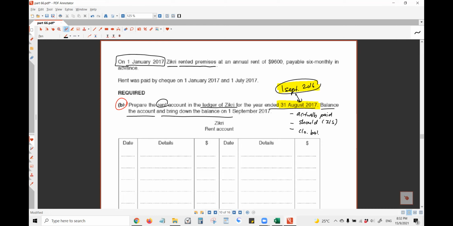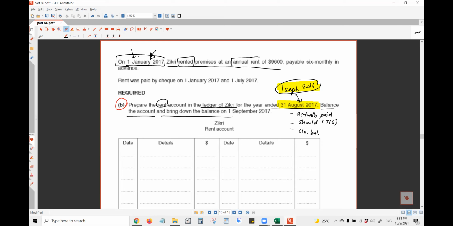Decree rented premises at annual rent of 9,006. You see, starting on this day, Decree rented the premises. That means before January 2017, Decree didn't rent the premises. Decree had not been renting the premises earlier. So this is the example of a question where you will not have opening balances because this item rent didn't exist earlier.